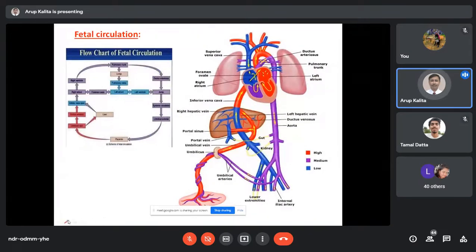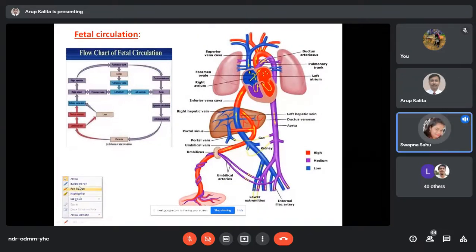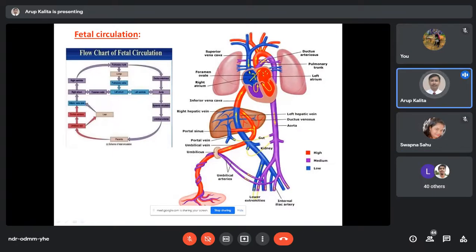Is the slide visible to you? Yes, sir. What is written in the slide?